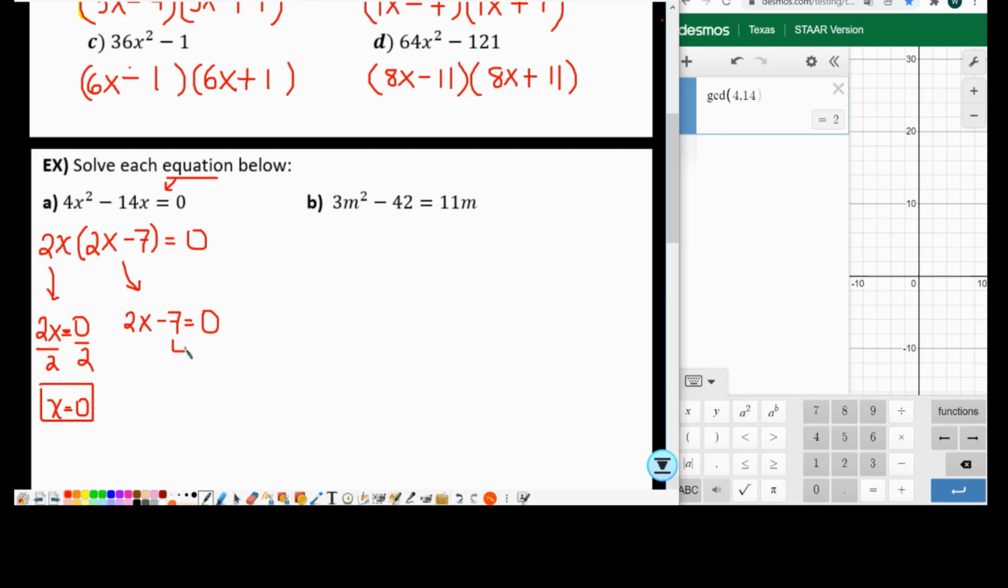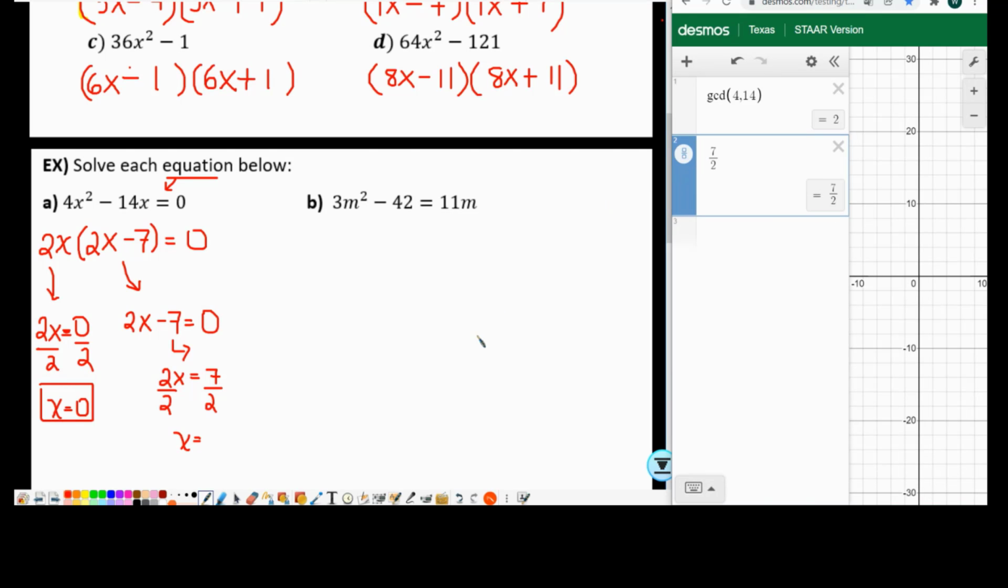On this one here, we're going to move the 7 to the other side. So it'll be 2x equals 7. And we're going to divide by 2. And when we try to divide on the calculator, we're probably going to get a decimal. So let's take a look. 7 divided by 2 is 3.5. Let's change it back to a fraction. The fraction reduced is 7 over 2. And there we go. So for this particular problem, we have two possible answers, x equals 0 or x equals 7 over 2. Let's try the next problem.